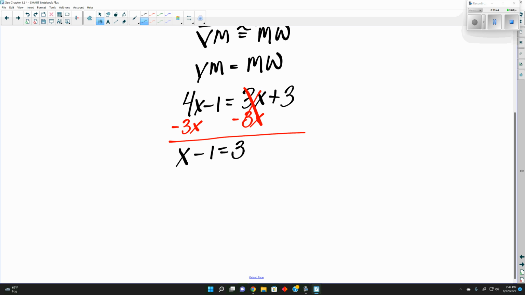Okay. Is x by itself? So we need to add 1, because again, we need to get the variable by itself, because negative 1 plus 1 is 0, which tells us x is equal to 4.